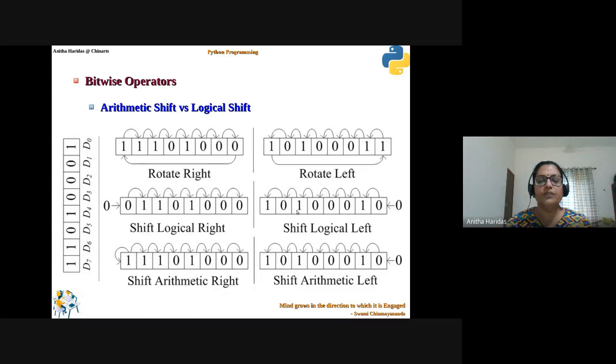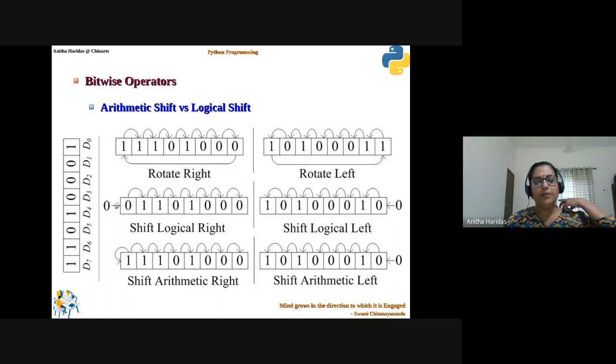Logical shift left and logical shift right are also known as 0 fill shift left and 0 fill shift right. Please make a note of it. So here again, when I shift it left, this 1 comes here, this 0 comes here, this 1 comes here, 0, 0, 0, and 1 comes here. Then I fill it with 0. So you will have 0 here. So you are filling it with 0 here.